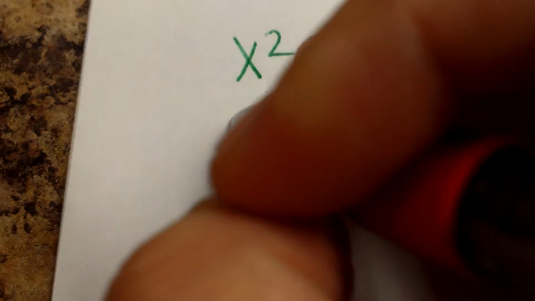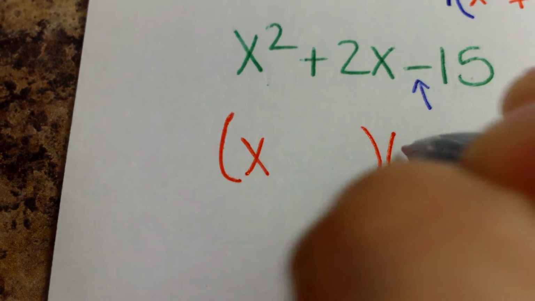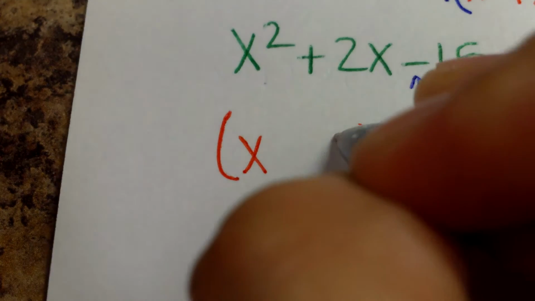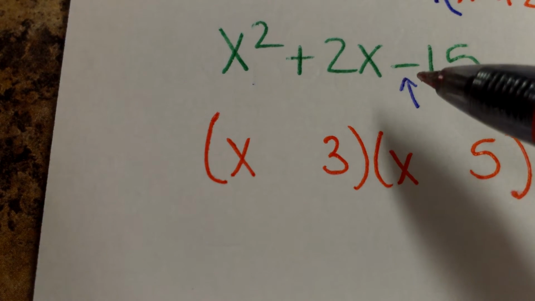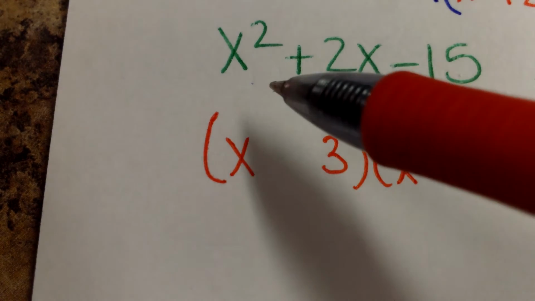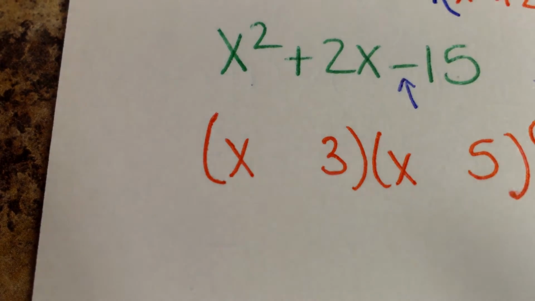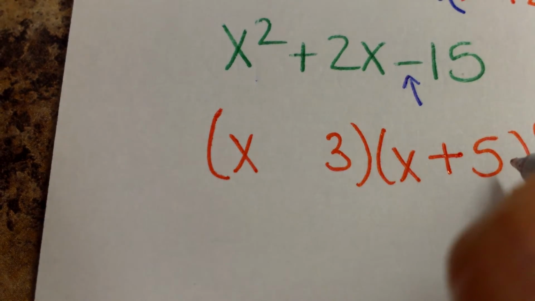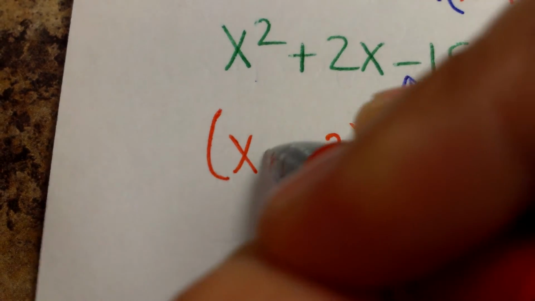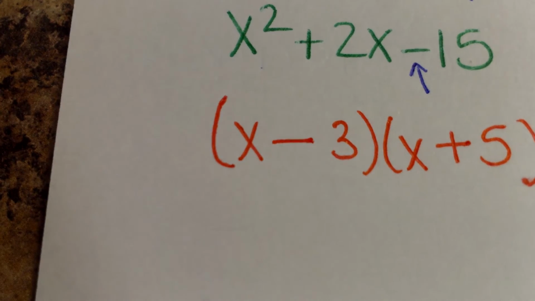Okay, so then now I have x and x. We're using 3 and 5. Now the signs are different because they're subtracting. The bigger sign gets that one, so it's going to be positive 5 because the 5 is bigger than the 3, and negative 3, and that's it.